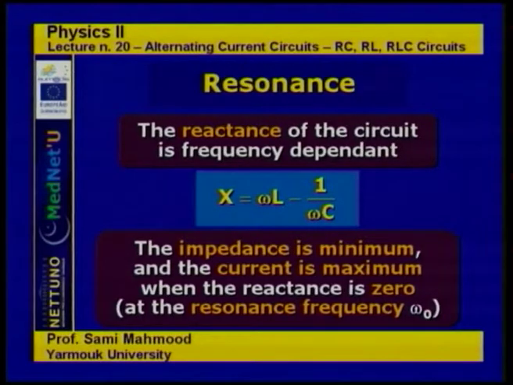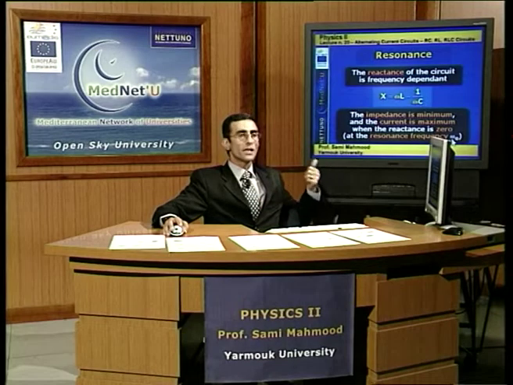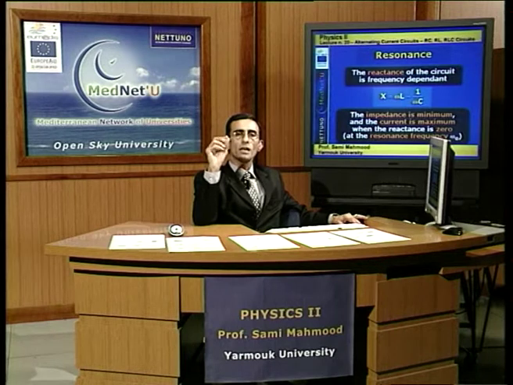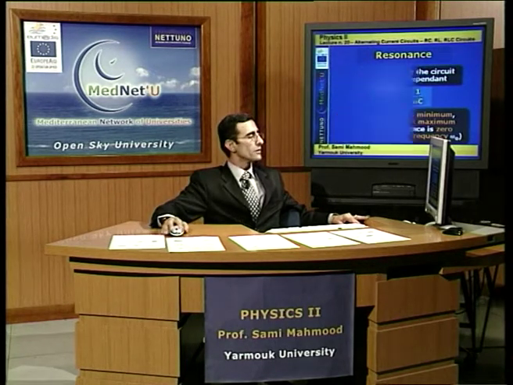We obtain a maximum current in the circuit. And under this condition, when x, the reactance, is 0 at a given frequency, we call it omega naught, and that is the resonance frequency. We say that under this condition, when the reactance is 0, the circuit is resonating. It's in a resonance condition. And the frequency omega naught is the frequency of resonance.